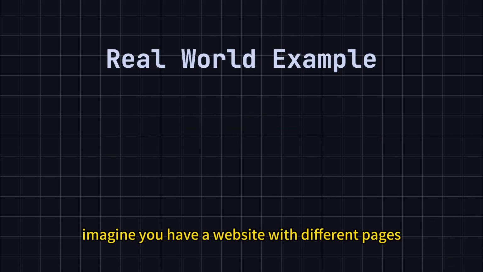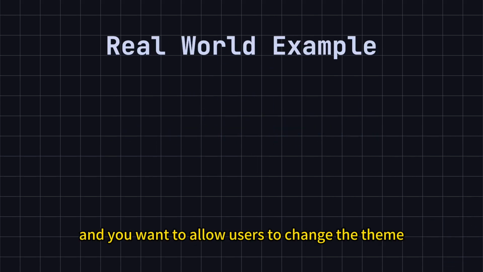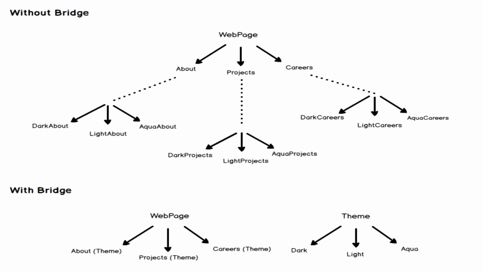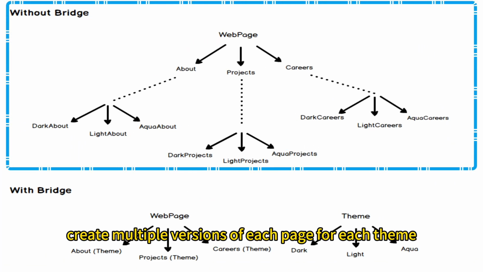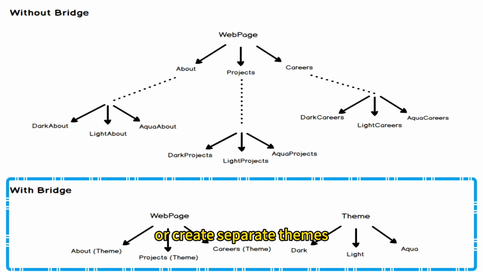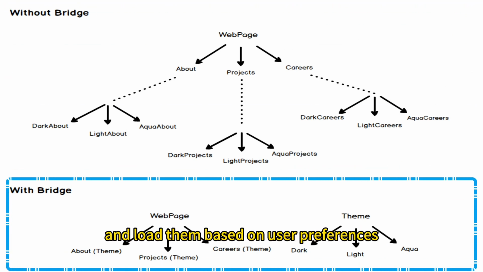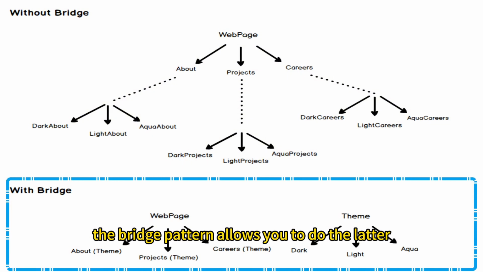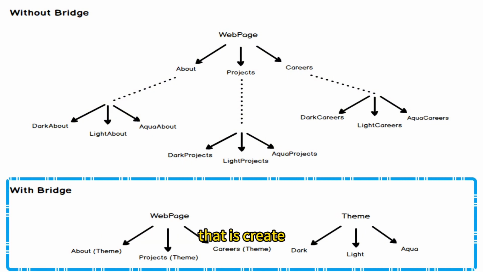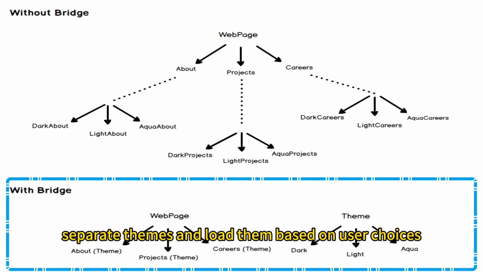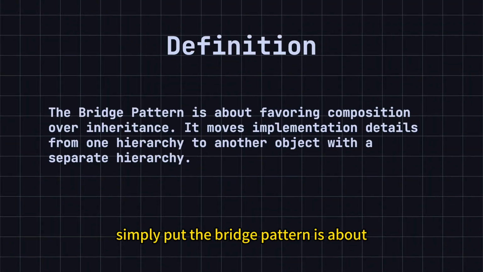Imagine you have a website with different pages, and you want to allow users to change the theme. What would you do? Create multiple versions of each page for each theme? Or create separate themes and load them based on user preferences? The bridge pattern allows you to do the latter, that is, create separate themes and load them based on user choices. Simply put, the bridge pattern is about favoring composition over inheritance.